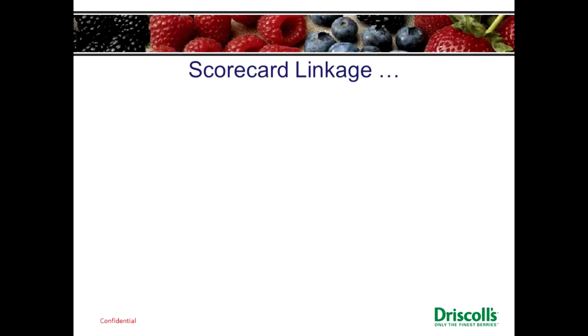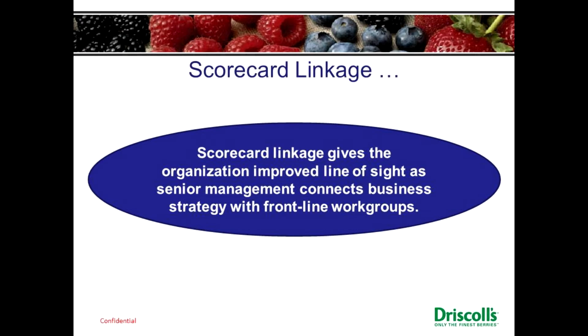Each scorecard, regardless of location or level within Driscoll's, is linked to other scorecards. Scorecard linkage gives the organization improved line of sight as senior management connects business strategy with frontline workgroups. Individual employees and workgroups see, relate to, and align efforts toward top-level business goals. As a result, handoffs throughout business processes are streamlined, shortened, and simplified with better measures to evaluate process results.